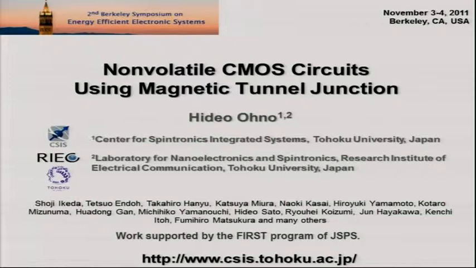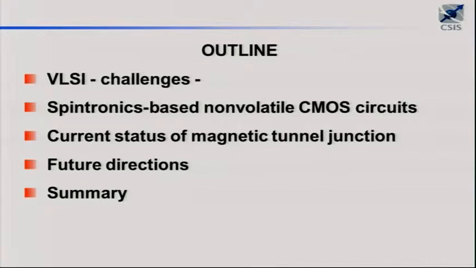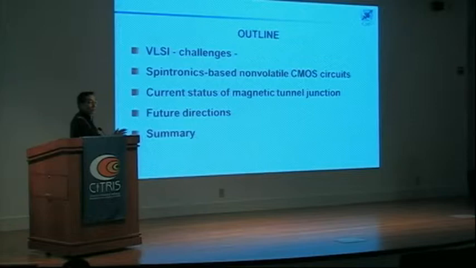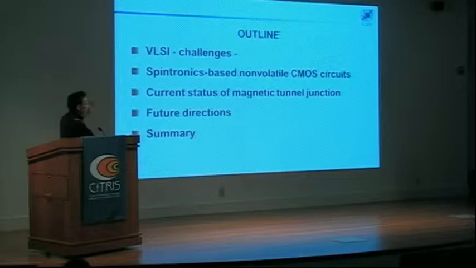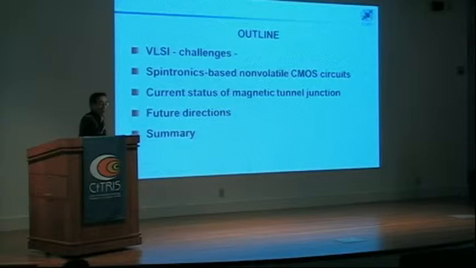All right. So this is the outline of my talk. For this audience, I don't think it's necessary to discuss this part, but just for completeness, I will go over it using one slide. And then I will introduce our concept of spintronic-based non-volatile CMOS circuits. It's not just memory, but it's also logic. We use CMOS as a switching element, and we use non-volatile magnetic tunnel junction, which is our spintronic-based device, to put non-volatility into CMOS circuit.